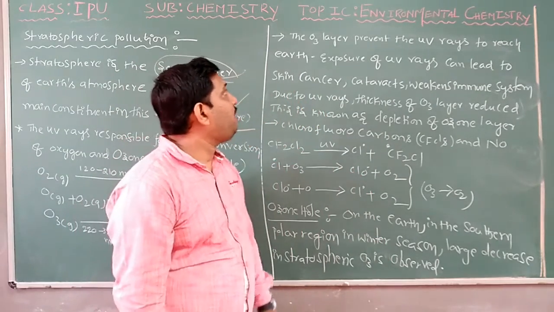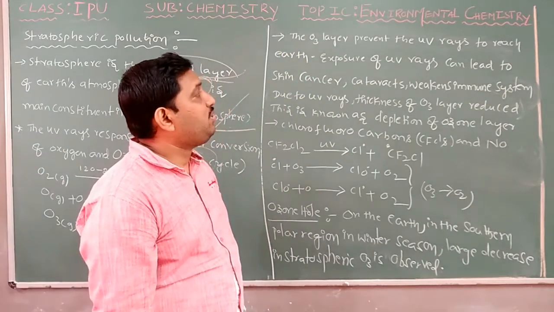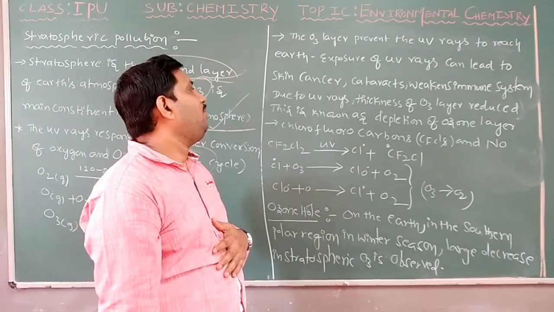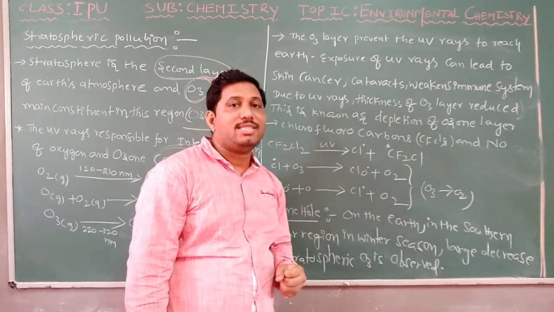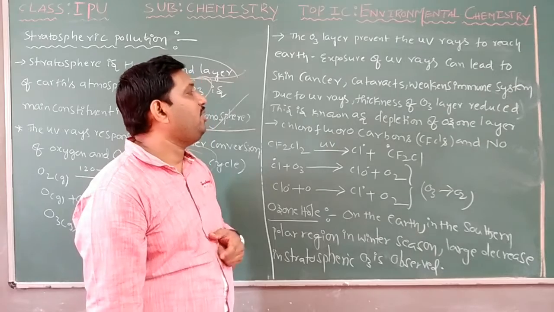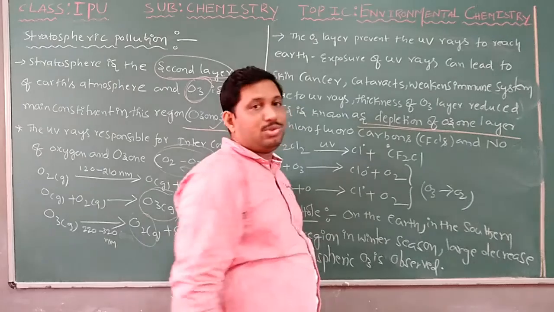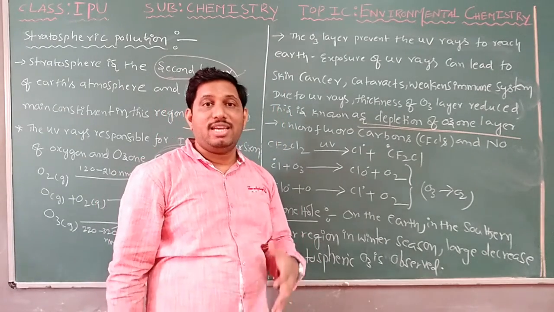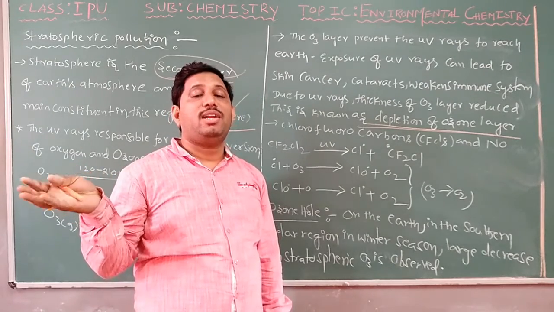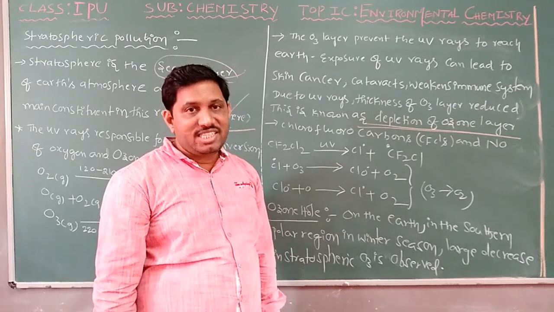Next one. Once again, I will repeat this point. The ozone layer prevents the ultraviolet rays from reaching the earth. Exposure to ultraviolet rays can lead to skin cancer, cataracts, and weakness of the immune system. Due to these ultraviolet rays, the thickness of the O3 layer will be reduced. This is known as depletion of the ozone layer. The phenomenon in which the thickness of the ozone layer is reduced due to the continuous exposure of the stratosphere to ultraviolet rays is known as depletion of the ozone layer.